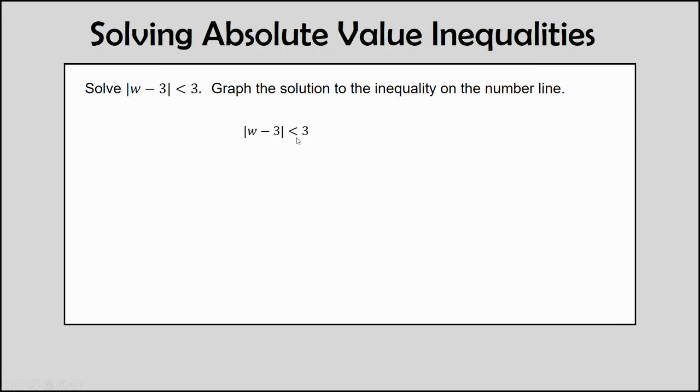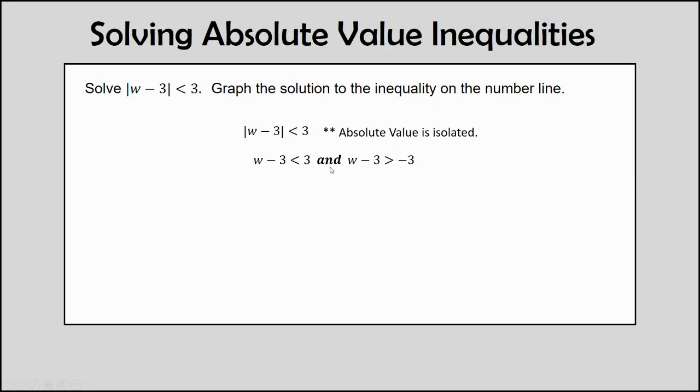Okay, what does less than mean? What conjunction? Less than is and. So we're going to say w minus 3 is less than 3 and w minus 3, same quantity, w minus 3 has got to be greater than negative 3. Okay, you always drop the absolute value, write the first case as is, and the second case is the same quantity inside absolute value. Change inequality, make that its opposite, and it'll set it up for you.